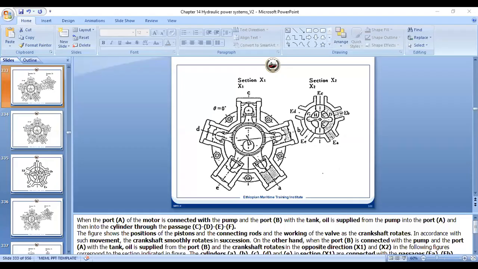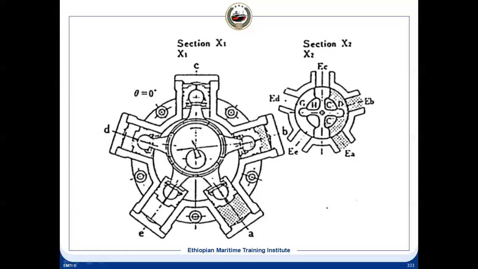So this is the cross-sectional view. There are 5 pistons here, and then there are piston positions. Depending on the position, what will happen? The flow of liquid will be there. The hydraulic oil will enter through this. So in this case, if you see, B is getting oil now, and C also is getting oil.